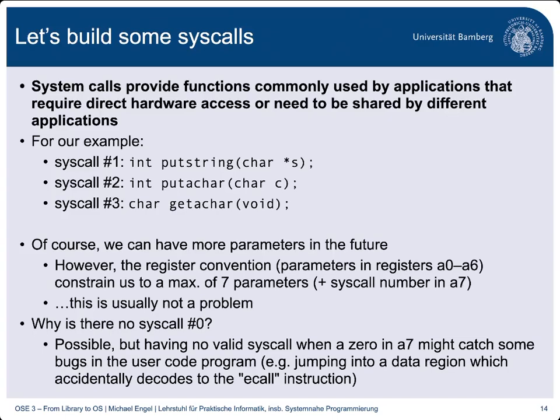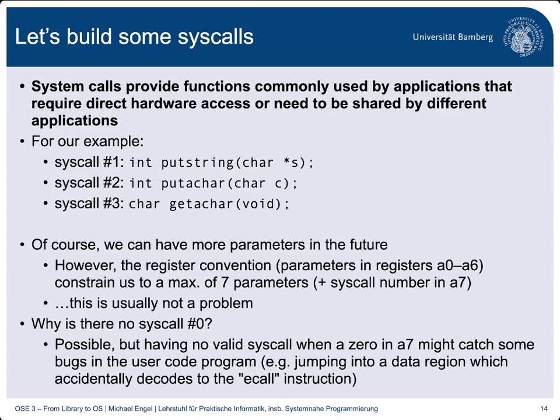So our register calling convention says that parameters are passed in registers A0 to A6 and then the system call number in A7. So we can have a maximum of 7 parameters here. This is usually not a problem. Most system calls don't take that many parameters. If we need more, we would still put the additional ones on the stack, not the first 7. That would be a bit slower, but this would be a very exceptional case.